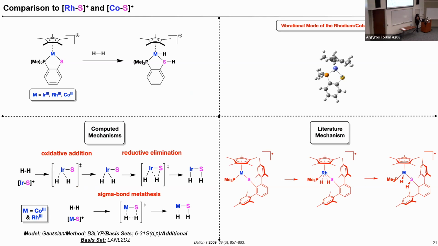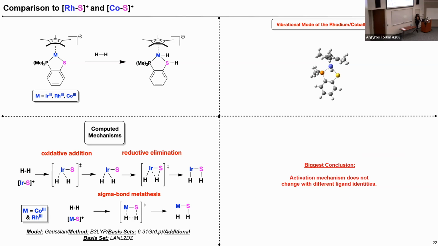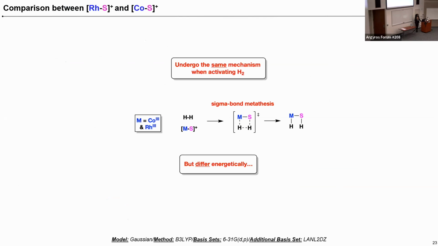So I say this all basically to say that this is also consistent with the literature, but as I said before, a non-chelated catalyst was used in the literature versus a chelated one in the computed calculations, which brings us to our first big conclusion: the activation mechanism does not change when changing the identity of the ligand. And one caveat I wanted to mention is that while the rhodium and cobalt variants had the same mechanism, they did differ energetically, which further calculations on the transfer step will provide more information on, as well as that being a more important part of the discussion.